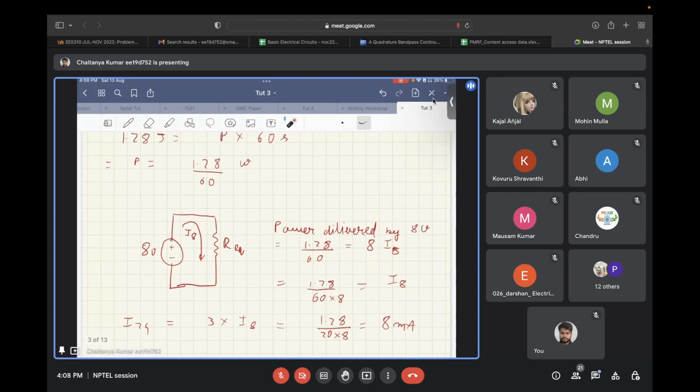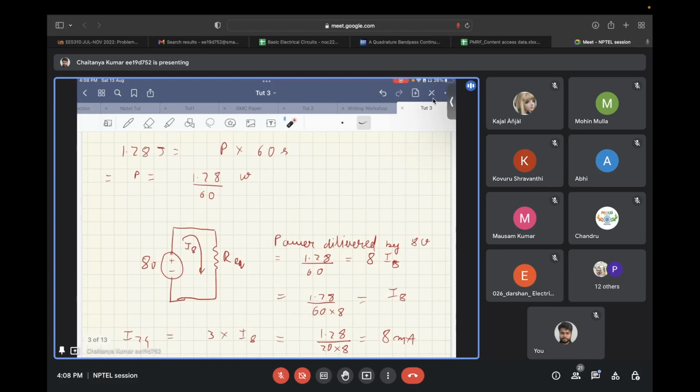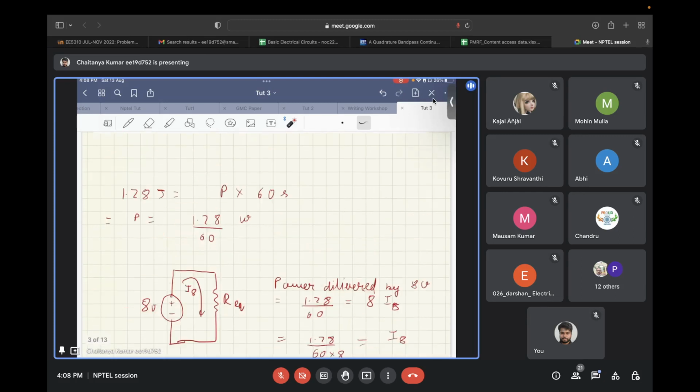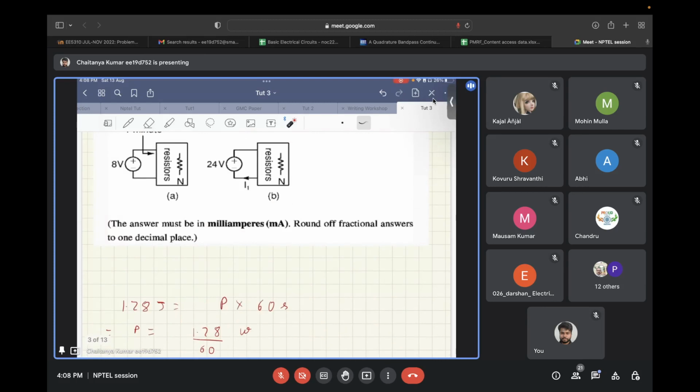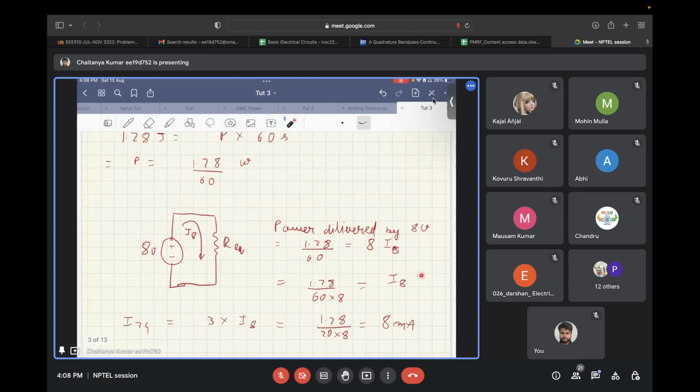This is the current that flows into the network when the 8-volt voltage source is applied. Now, when the 24-volt voltage source is applied, that is basically 3 times 8, what will happen? The current flowing into this resistive network will also increase by 3 times. So that will be 3 times I8, and that comes out to be 8 milliamps. Any doubt in this?